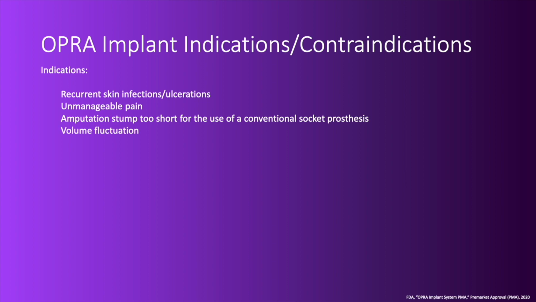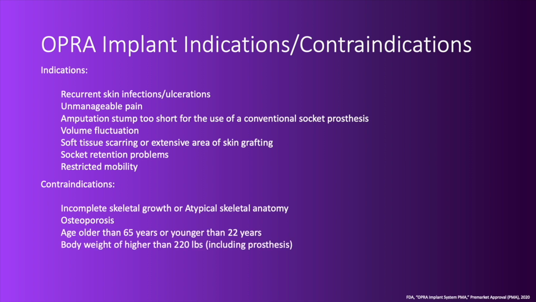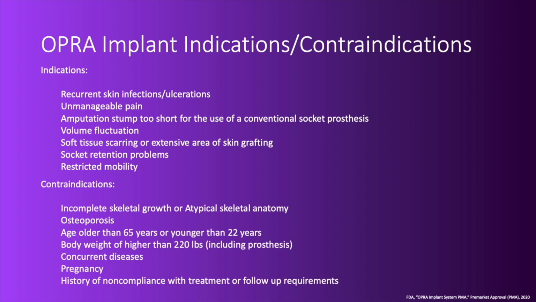Volume fluctuations, soft tissue scarring, or extensive area of skin grafting, socket retention problems, or restricted mobility are also indications for the OPRA system. However, the OPRA system is not intended for patients with incomplete skeletal growth, osteoporosis, high body weight, concurrent diseases, or pregnancy, amongst other contraindications.